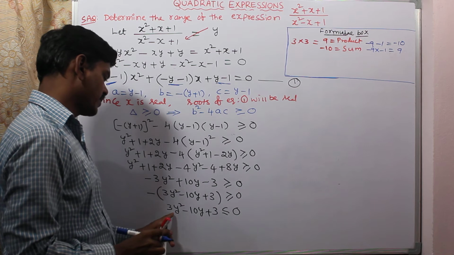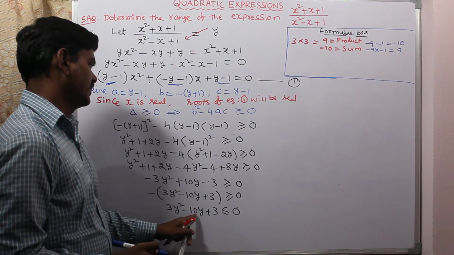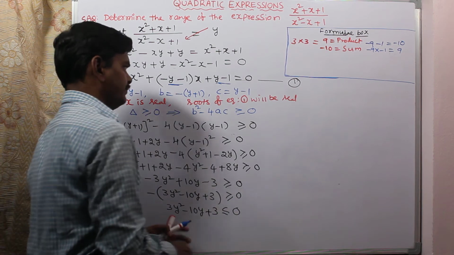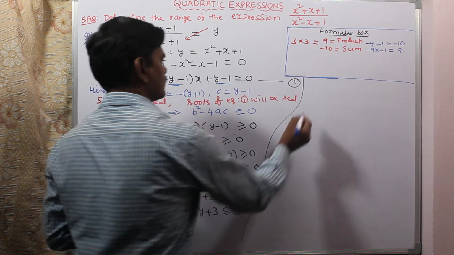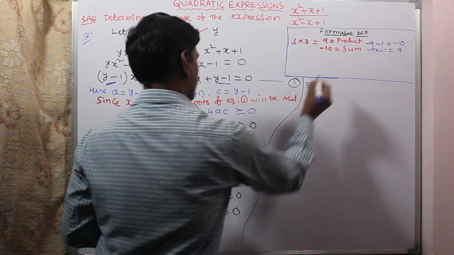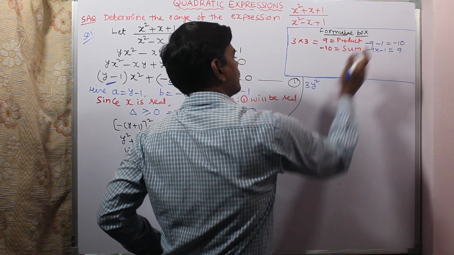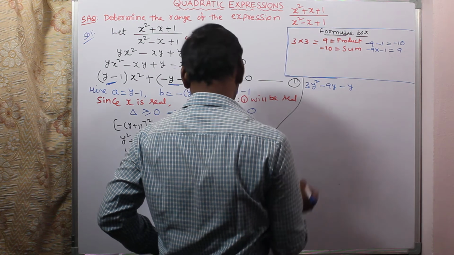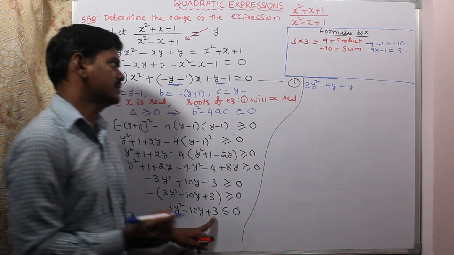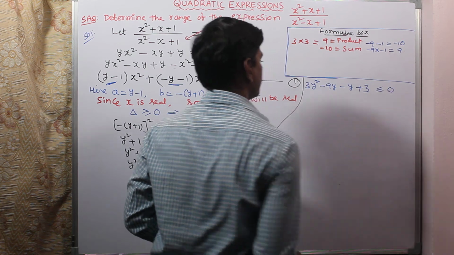In the next step, write the first and last terms the same, and express the middle term in terms of factors. So what can I write? 3y square as it is. Now minus 10y must be replaced in terms of factors: minus 9y minus 1y, meaning minus y. Now plus 3 as it is. First and last terms the same, we write less than or equals to 0.